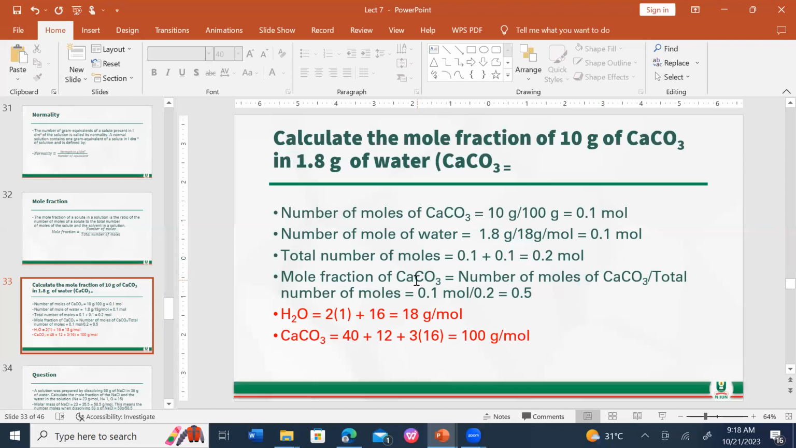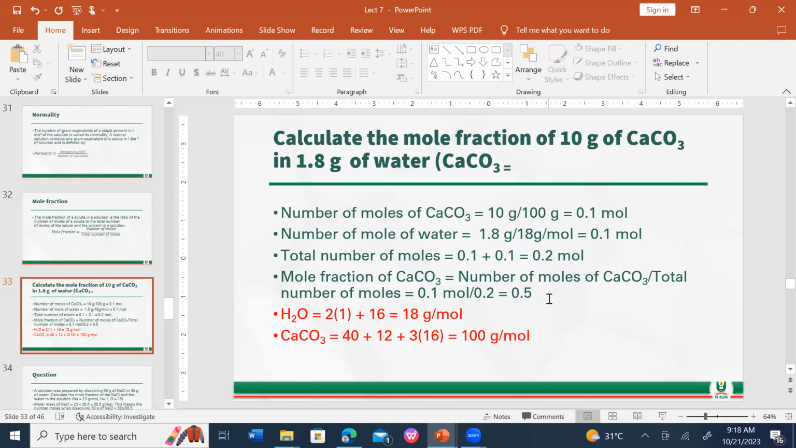Now, there are two components here, calcium carbonate and water. So the mole fraction of calcium carbonate is equal to the number of moles of calcium carbonate, which we calculated to be 0.1, divided by the total, 0.2. And that is equal to 0.5. That is the mole fraction. Mole fraction does not have a unit.